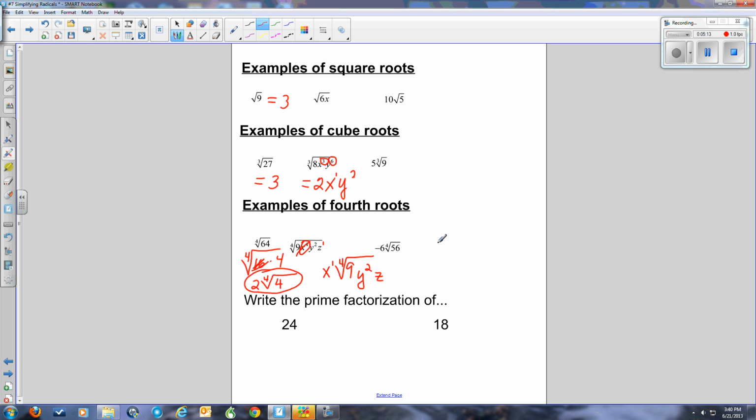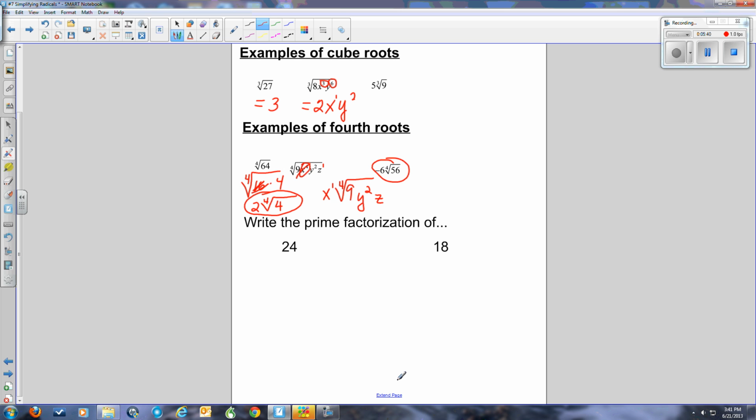And then this last one, negative 6 times the fourth root of 56. And there really is nothing that I can do to simplify this anymore. There's no number I can raise to the fourth power to get 56. There is really no way I can break that down into anything that would have a fourth root. So I'm just going to have to leave that as it is.